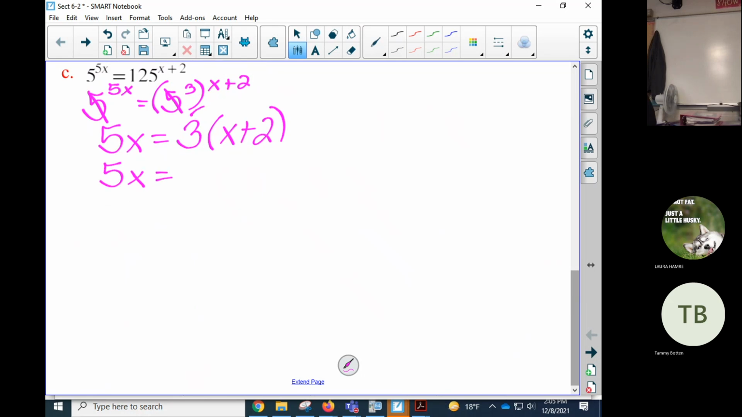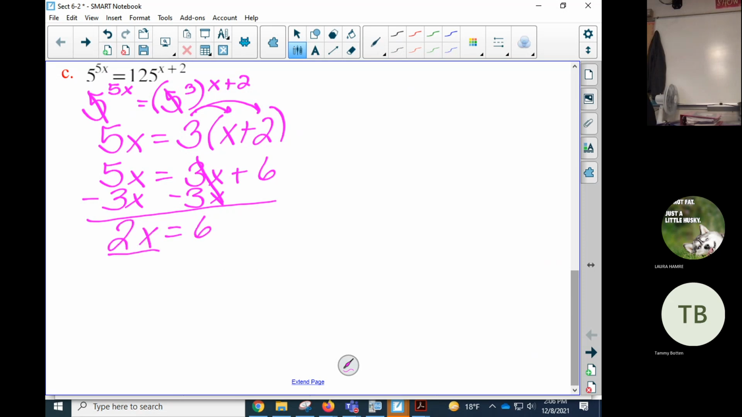And then you're going to distribute here. 3 times x is 3x. 3 times 2 is 6. And then we would go ahead and solve. I'm going to subtract 3x. 5x minus 3x is 2x. And then I divide by 2. And x is 3.